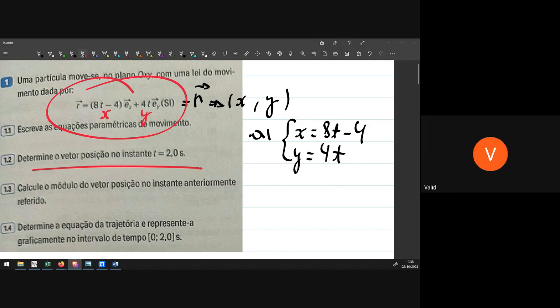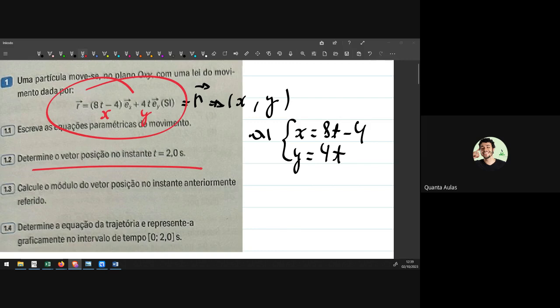X is equal to 12 and Y is equal to 8. Perfect. Just put the number where the question says to put it. It is very easy. Let's go to question 3.